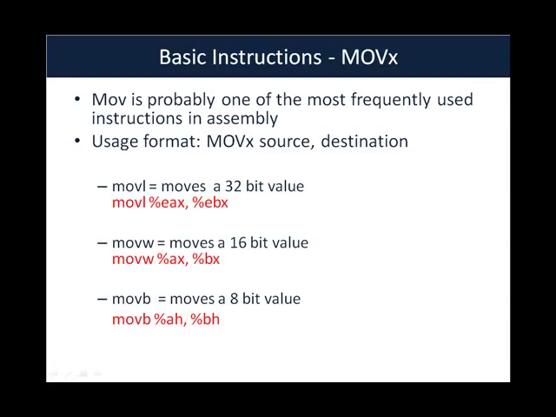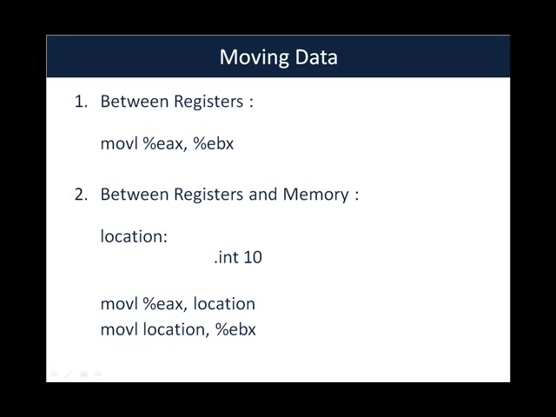So now let's move on. How do we go about actually transferring the data? There are various ways in which the data transfer might happen. The first is between registers themselves. In this case, depending on the size of the register, we would use the appropriate move instruction. Because we are transferring from a 32-bit register into another 32-bit register, we will use the movl instruction: movl EAX, EBX.